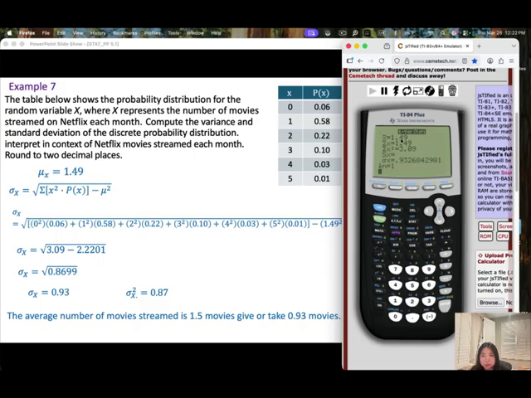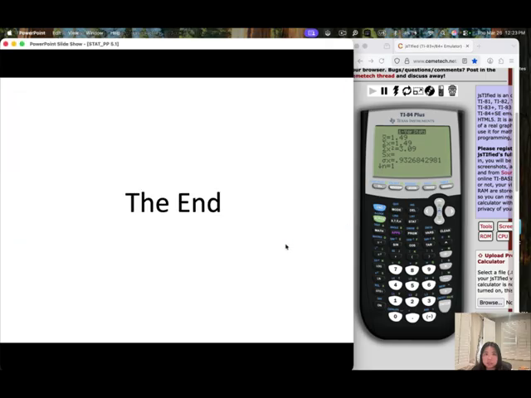You're going to find the mean, which is 1.49, and the standard deviation, which is 0.93. For the variance, you take the square of the standard deviation. That's it.